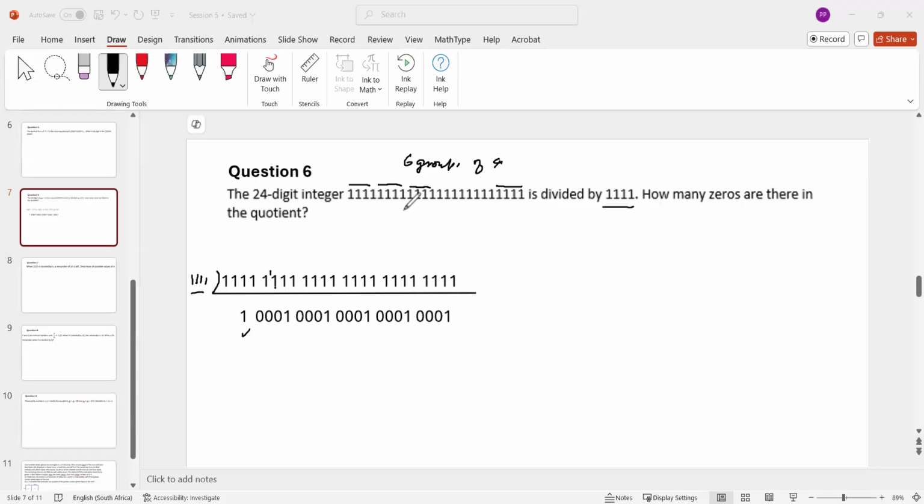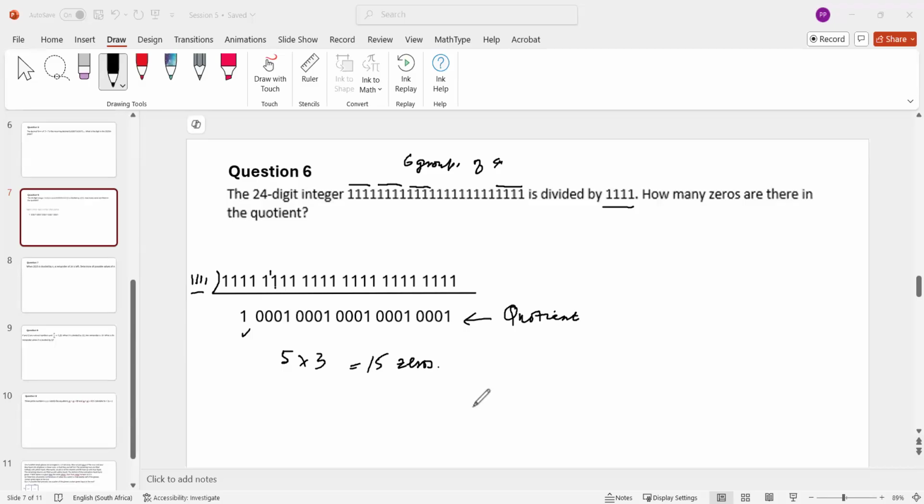And the question is, how many zeros are there in the quotient? The quotient is just what you get when you divide this number by 1111. This number is a quotient, and you can count the number of zeros easily. There are 5 groups of zeros, and it's 5 times 3, because each group has got 3 zeros in it, which makes it 15. So the answer is that there are 15 zeros in this.